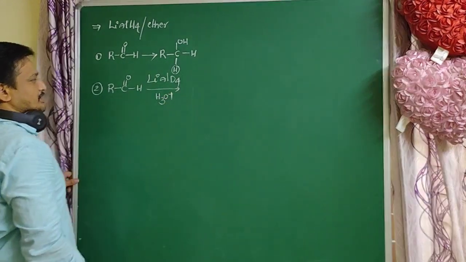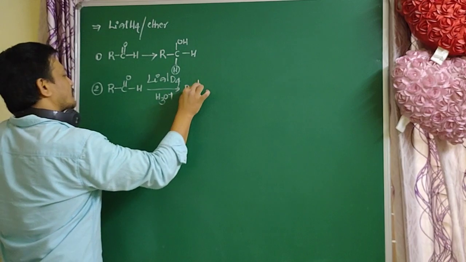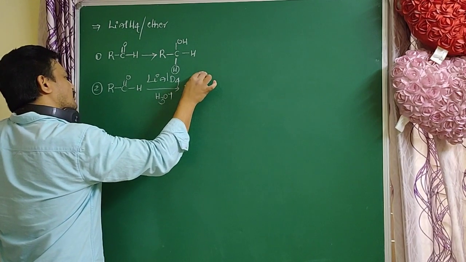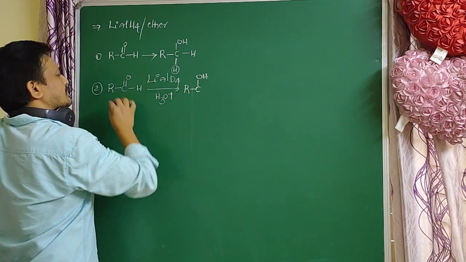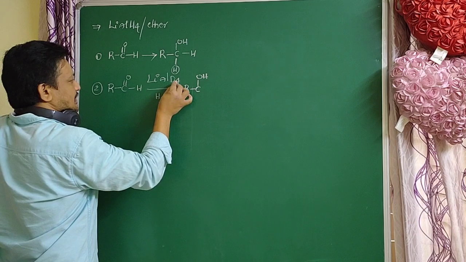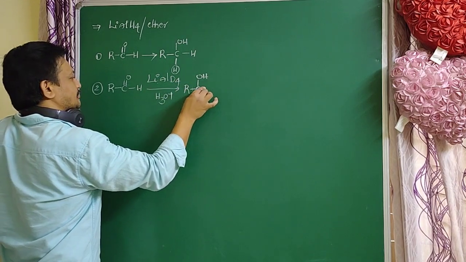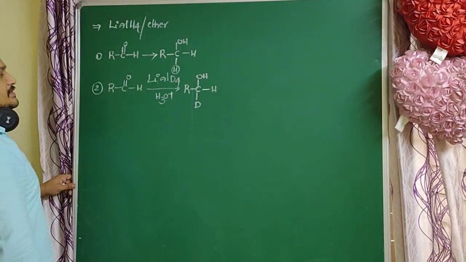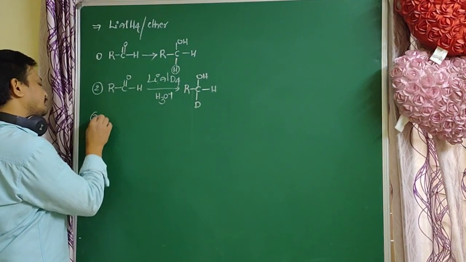So what is the product? R C double bond O converts to single bond OH. Here H comes from this solvent and D comes from this reducing agent. Here D is added. So this is very important.